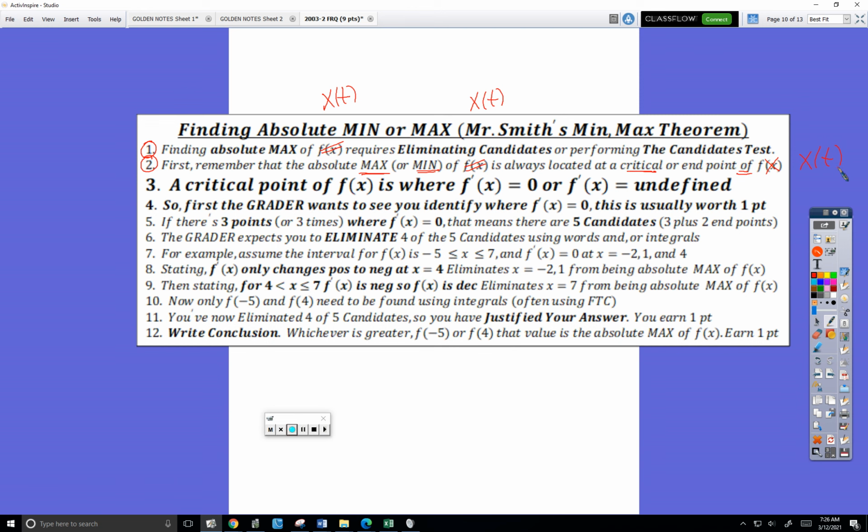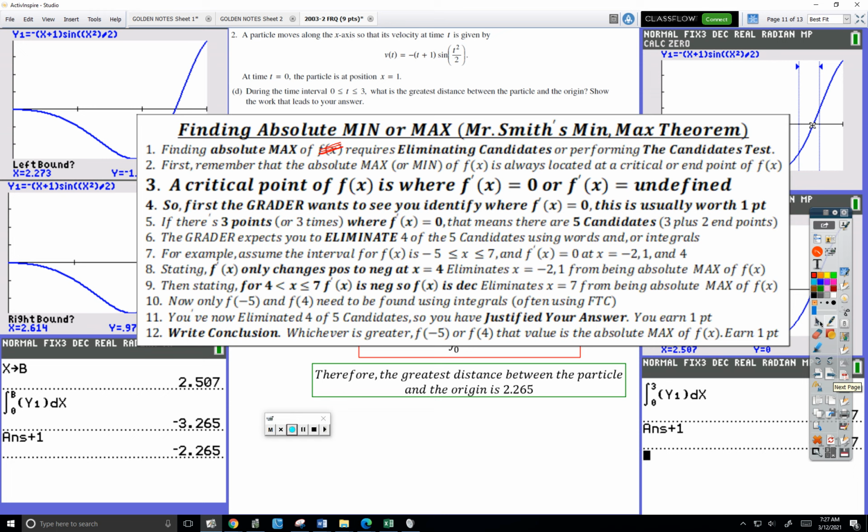A critical point of x of t is where x prime, but x prime is the same thing as velocity, is equal to 0 or undefined. So that's the very first thing you should do, is focus on finding the times when the velocity is 0. So back to here.